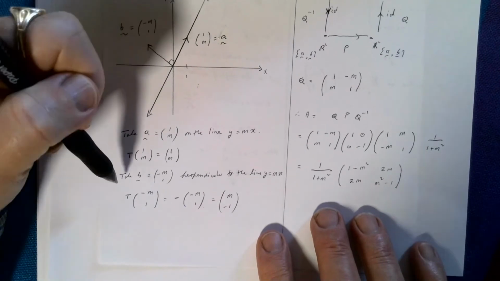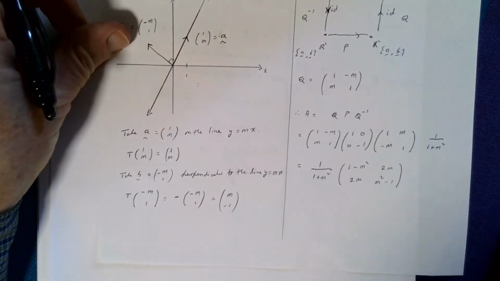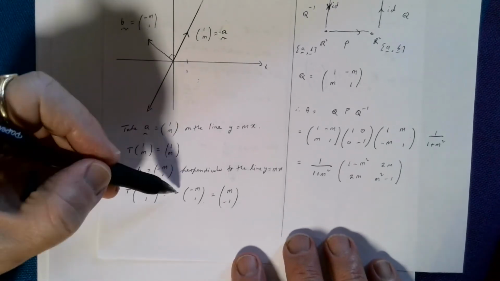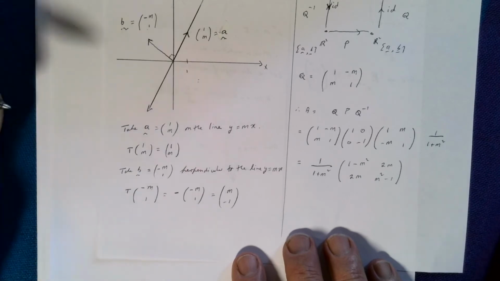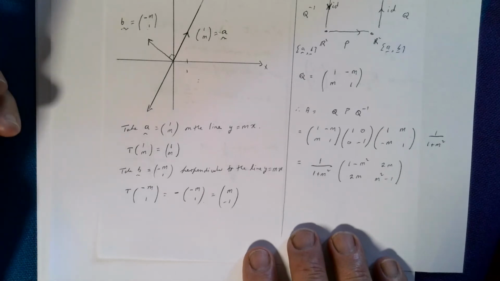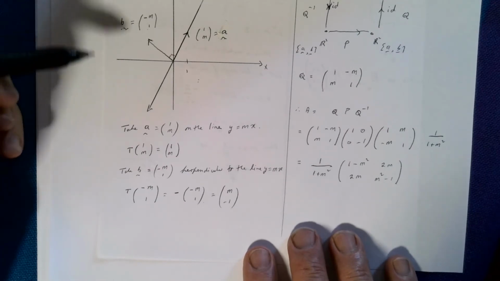So I take b to be the vector (-m, 1), perpendicular to the line, and then when I reflect it about the line y equals mx, it just goes to minus itself, which is (m, -1). Now that means these two vectors a and b form a basis for R2, and so I can write down the matrix representation for this linear map with respect to this basis.